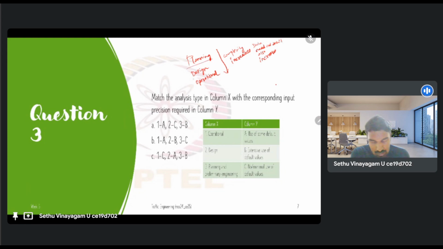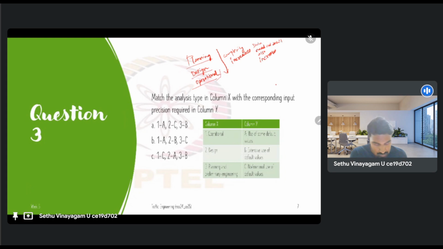So, for the design, you need a little more detail of the current conditions or the conditions for which you will be designing it for, right? So the anticipated one. So you need a little more data, and then finally the operational one requires the current conditions or the field conditions. So therefore, this is the most data intensive and detailed analysis, operational, right?